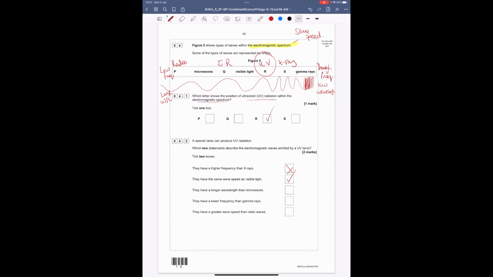They have longer wavelengths than microwaves. Well, if we look at our diagram again, actually microwaves have longer wavelengths, so that's not correct. They have a lower frequency than gamma rays. Well, actually, yep, that one looks correct because gamma has the highest frequency, so therefore UV must have the lower frequency. Okay, and therefore the last one, they have a greater wave speed than radio waves. Well, that's not correct because they all travel at the same speed.